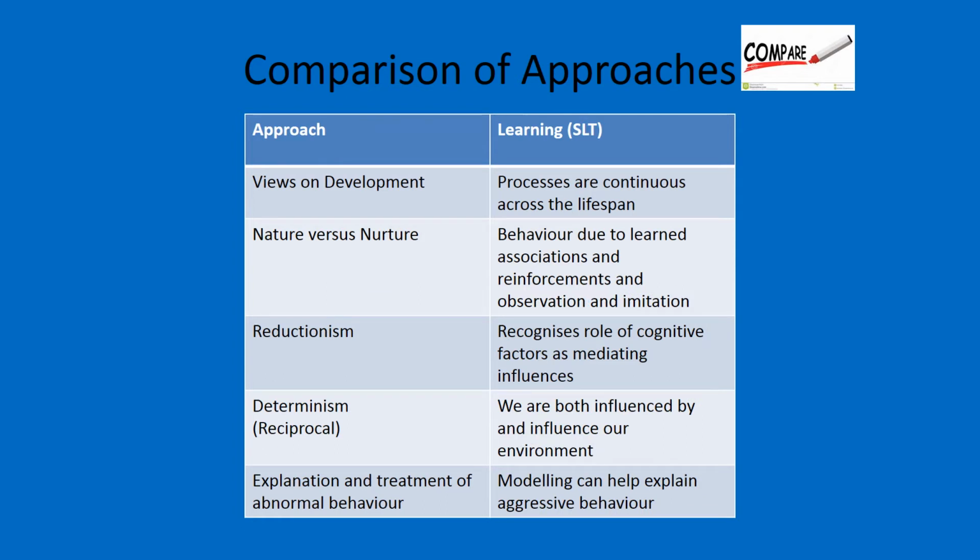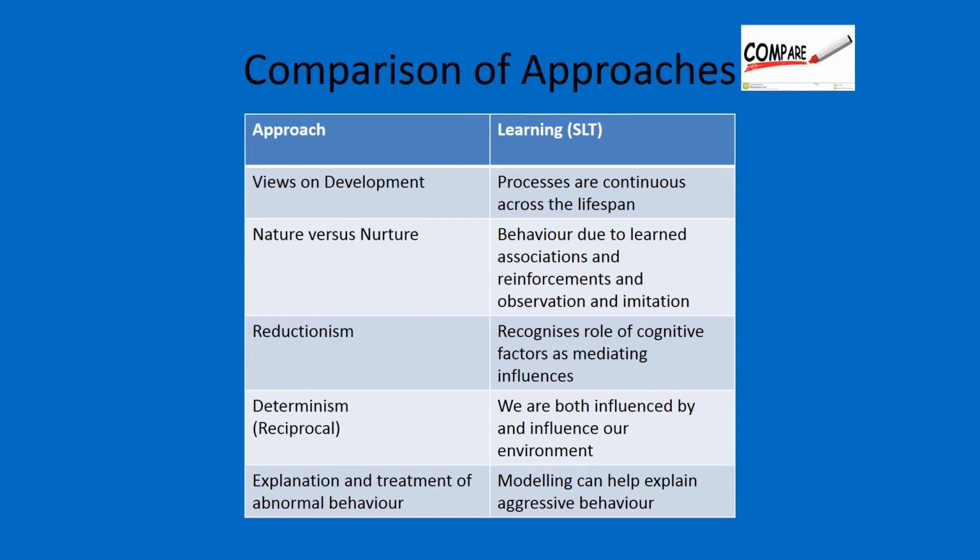So social learning theory is the second model, the second approach in the learning theory area. And if we just look through some of these different aspects again, let's see what we've got then. So views on development then. Just like behaviorism, processes are continuous across the lifespan. Again, not a staged approach. It doesn't just happen at one particular stage and go in a particular predictable way. It just happens if and when across the lifespan.